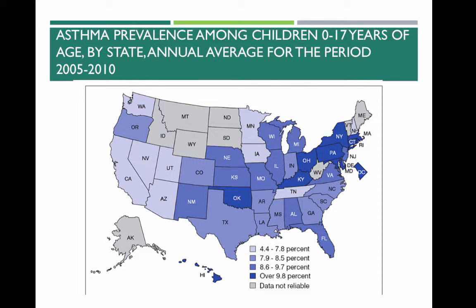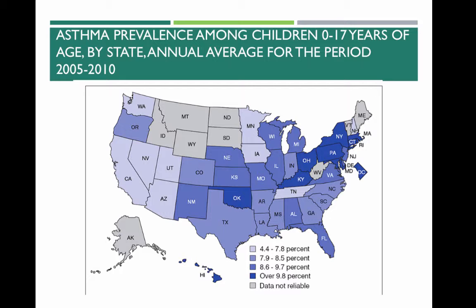So here's a graph of asthma prevalence among children 0 to 17 years of age by state. And this would be a typical example of how we might use prevalence data to illustrate health information. So when I look at a graph like this comparing prevalence rates across states, I'm always asking myself, why might we see the differences that we see?